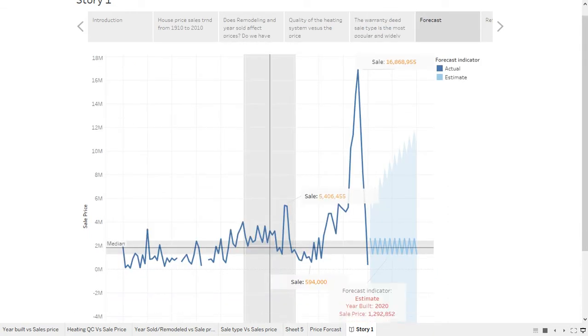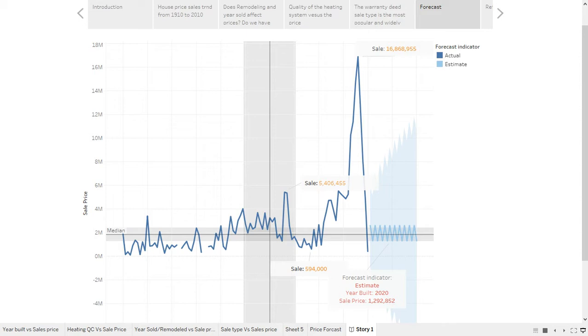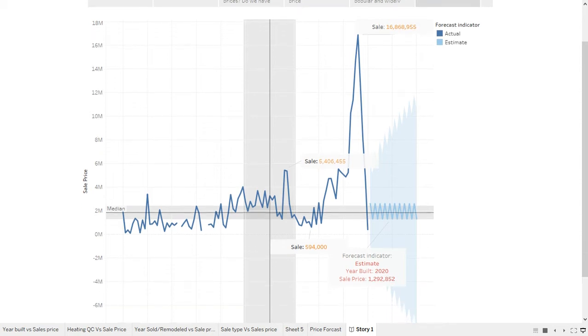Forecasting house prices for 2020, everything being equal, we see that the forecasted sum of sale price is going to be almost $1.3 million, $1,292,852 here. And the median house price here is 1.8. So our estimated price will be below the median price.